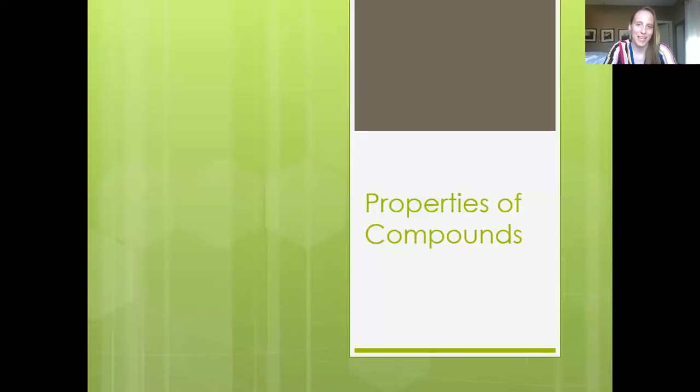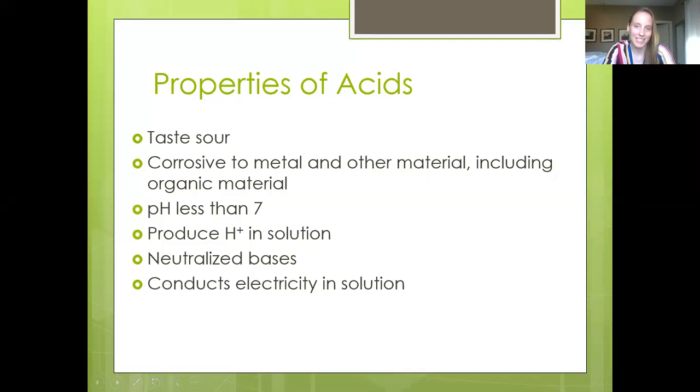Hey guys, today's lesson is a really short lesson on the properties of different types of compounds. So in our naming lesson, we talked about how there's acids and bases as well as ionic and covalent compounds. We're going to be looking at how each of those different categories have their own unique properties and what that means for the different molecules.